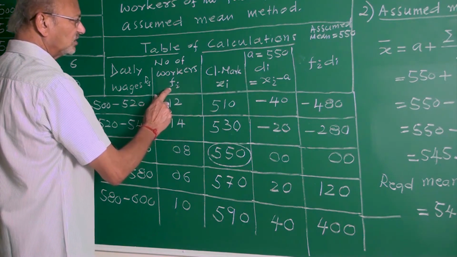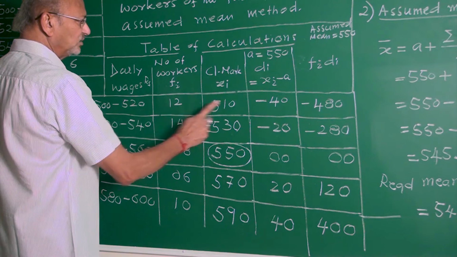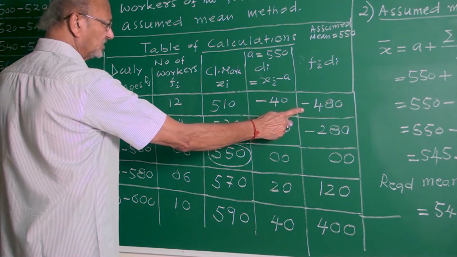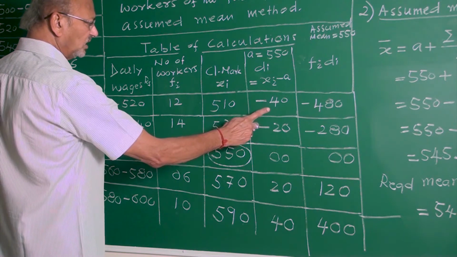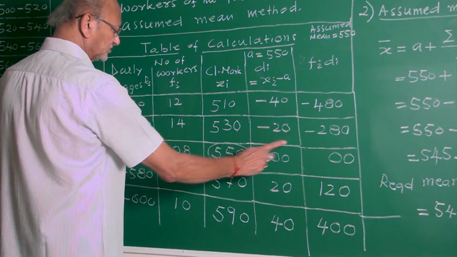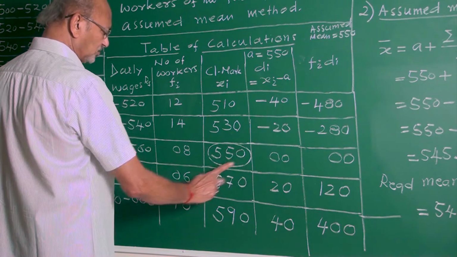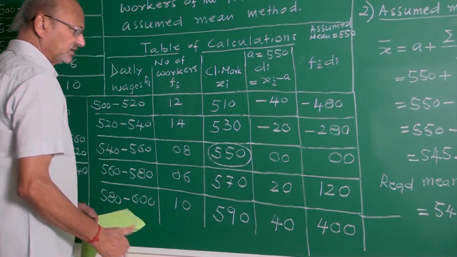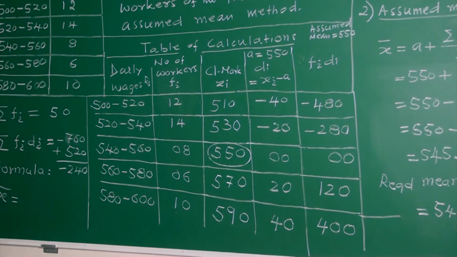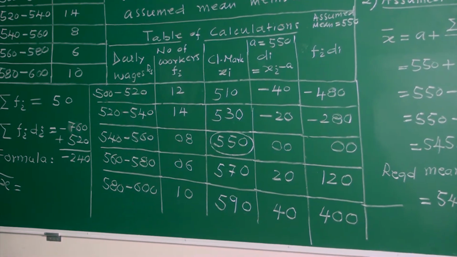Then you have to go for what? Fi into Di. 12 into minus 40 is this. 14 into my friend, minus 20, this. 8 into 0. This is 6 into 20. This is 10 into 40. Is what? 400. Then you have to go for what?